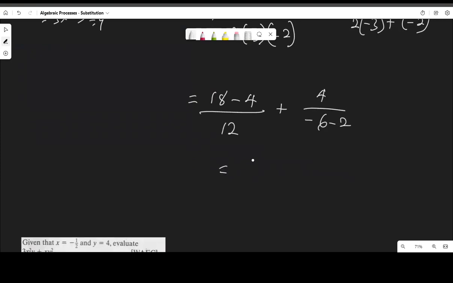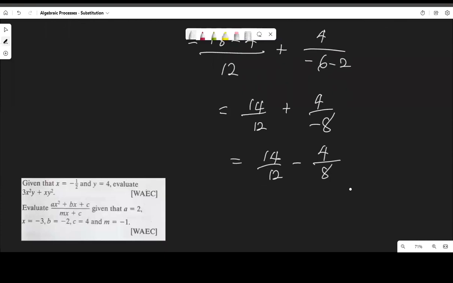18 minus 4 is 14 over 12 plus 4 minus 2 minus 6 minus 2 is -8. So I have 14 over 12 plus times minus is minus 4 over 8. Let's reduce each of these fractions. 2 here 7, 2 here 6, 4 here 1, 4 here 2. So I have 7 over 6 minus 1 over 2.